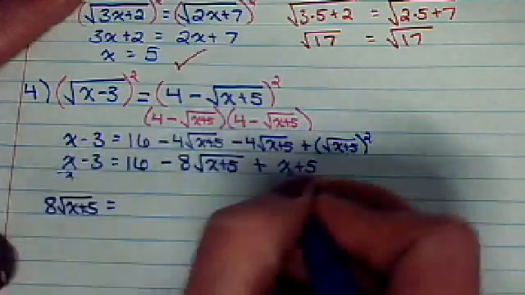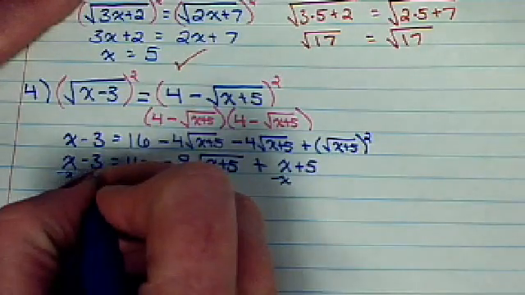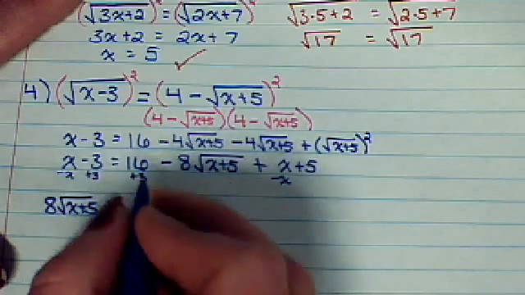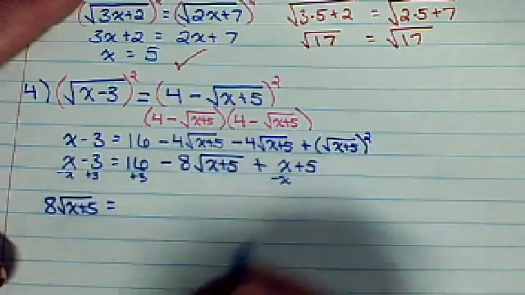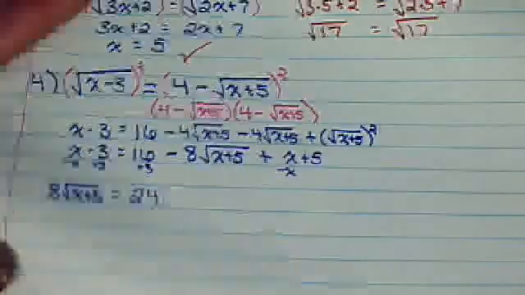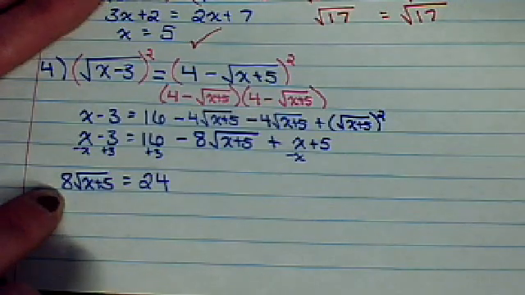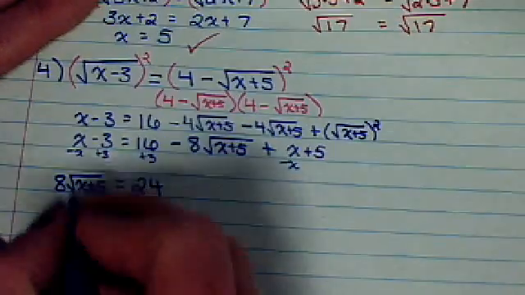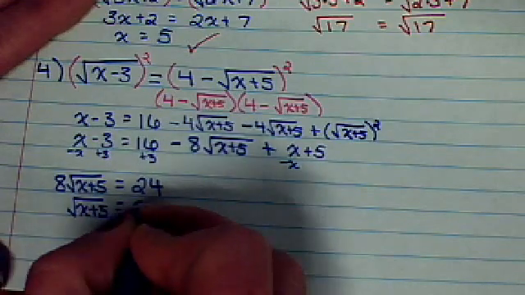I'm going to subtract the x here, subtract the x there. I'm going to add 3, add 3. So over here I've got 16 plus 3 is 19. Then another 5 over there gives me 24. I almost have this one isolated. It just has an 8 on the outside. Well, let's divide both sides by 8. And I get square root of x plus 5 equals 3.